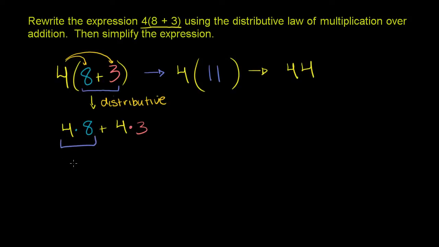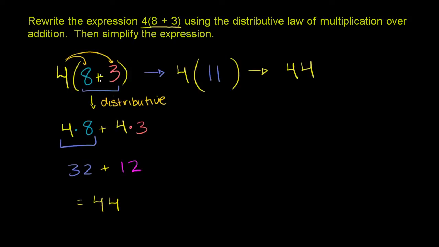But then when you evaluate it, 4 times 8 is 32. And then so we have 32 plus 4 times 3. 4 times 3 is 12. And 32 plus 12 is equal to 44. That is also equal to 44. So you can get it either way. But when they want us to use the distributive law, you distribute the 4 first.